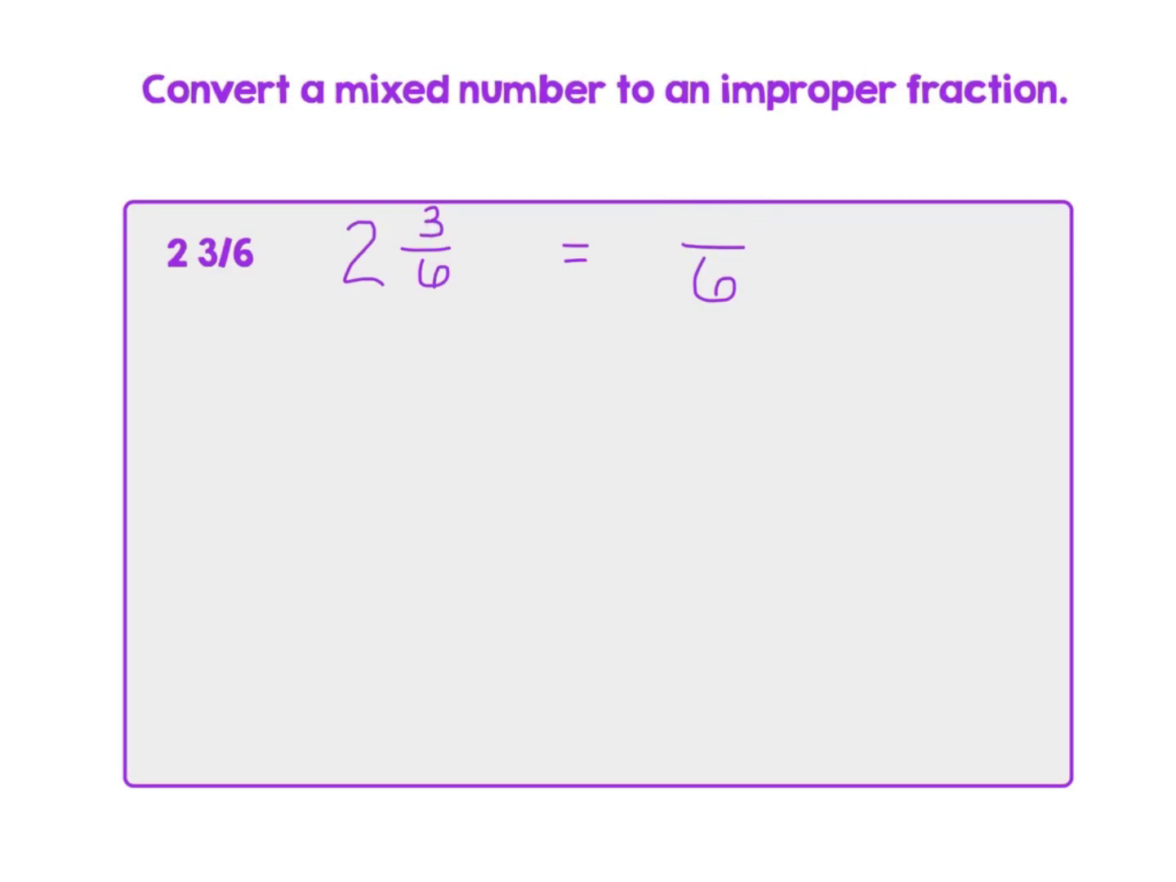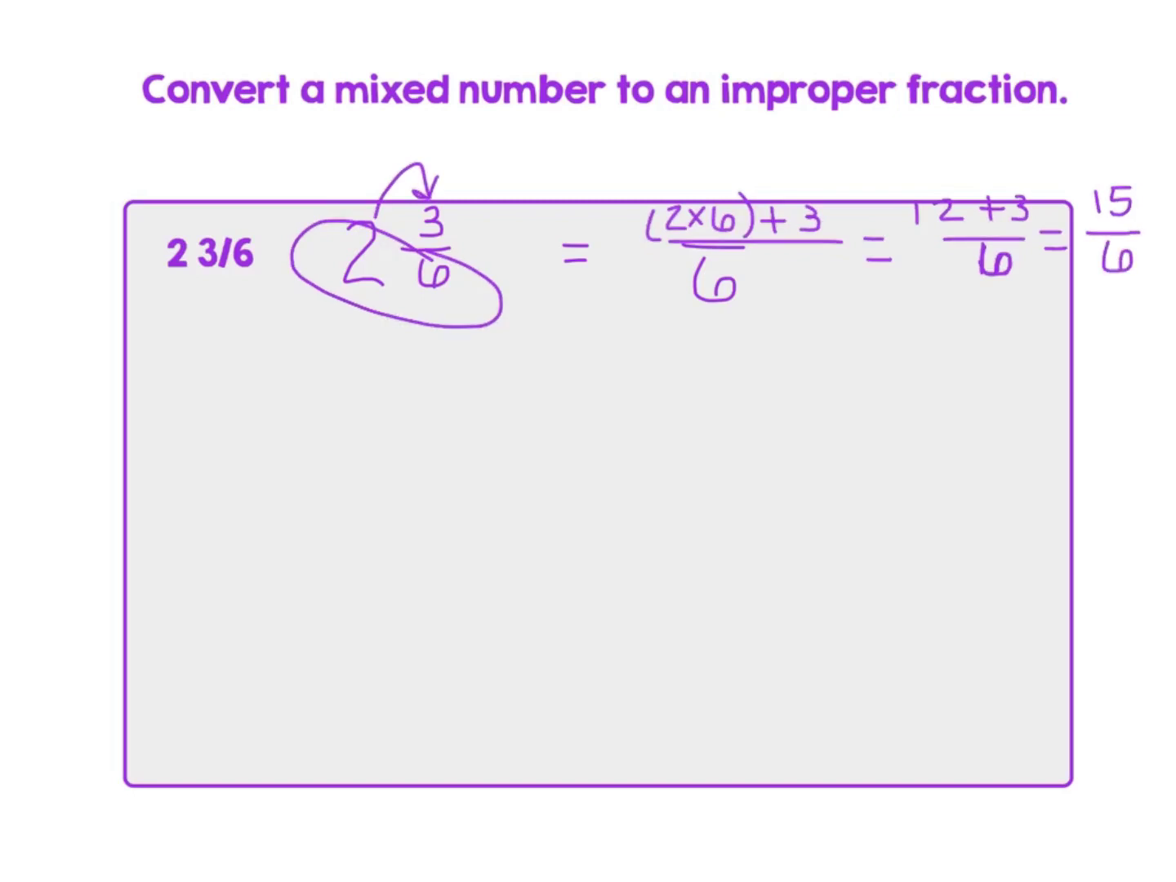So I can actually write that by saying 2 times 6, and then I'm going to add the 3. Plus 3. 2 times 6 plus 3. And we know that 2 times 6 is 12 plus 3, and that's going to be over 6 with my denominator. 12 plus 3 is 15 over 6. So I have 15 sixths as my improper fraction.